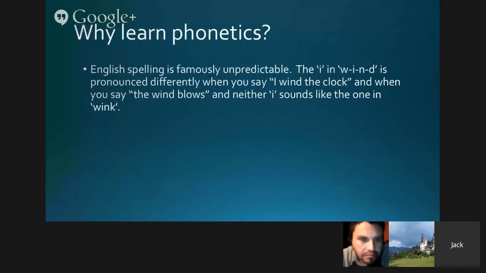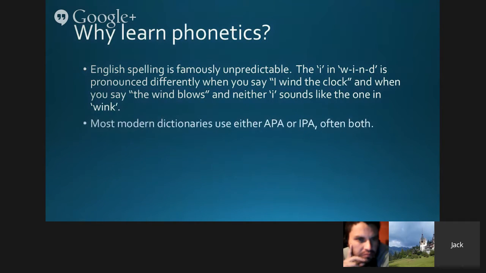One reason is, as you may be aware, English spelling is terrible. As you can see in the example, the word spelled W-I-N-D is pronounced differently if you're saying I wind the clock or when you say the wind blows. And both of those sounds are different from the I in the word wink, which is only one letter different. So you can see how knowing how to talk about how they sound can be very useful.